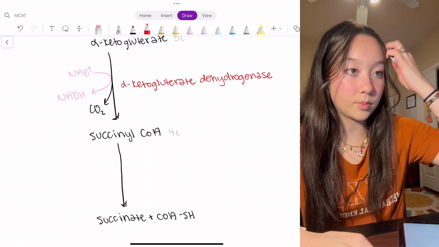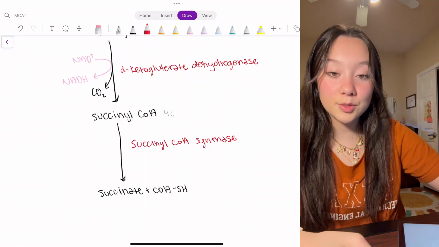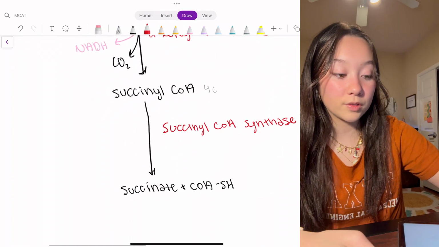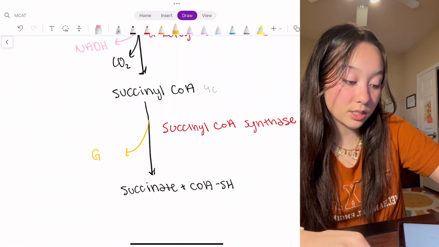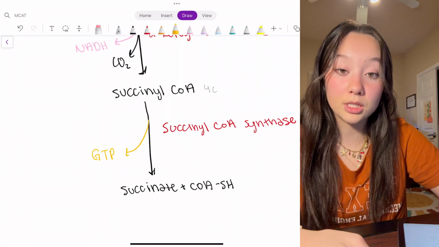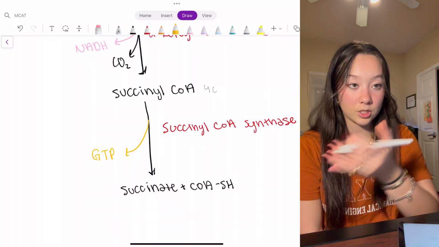And this is done by an enzyme called succinyl-CoA synthase. And in this reaction, we are not losing any carbons, but we are forming a GTP, which is another high energy molecule. GDP can ultimately get turned into ADP as well.